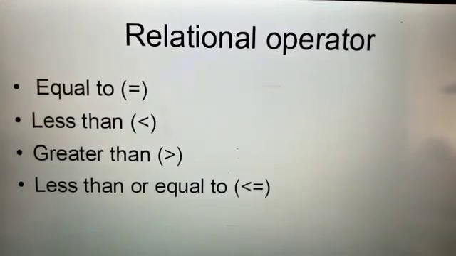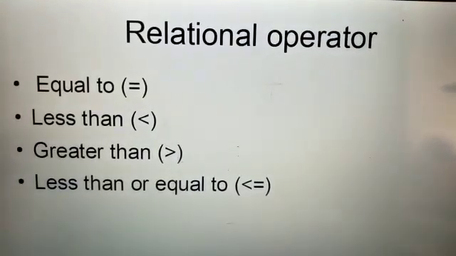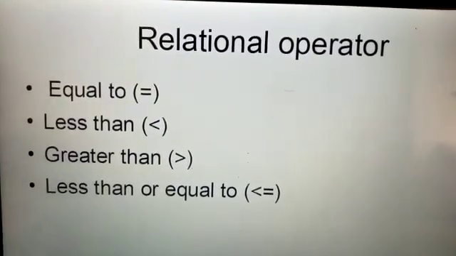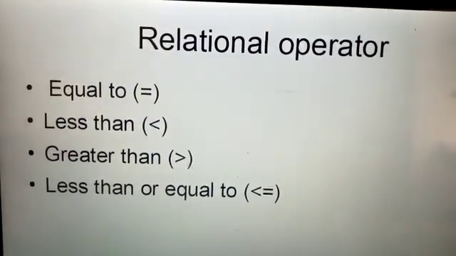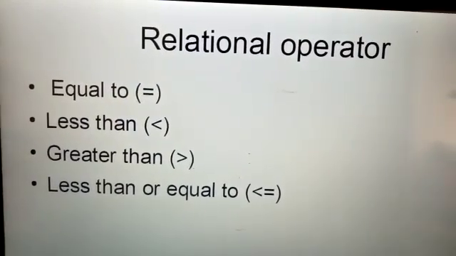The next one is relational operators. The relational operators are equal to, less than, greater than, less than or equal to, greater than or equal to, and not equal to. All these operators relate to relational operators.